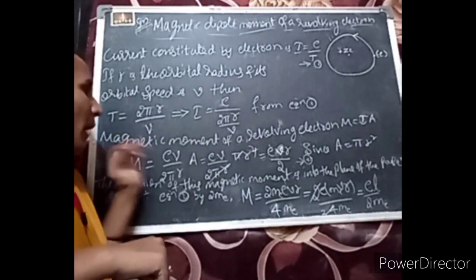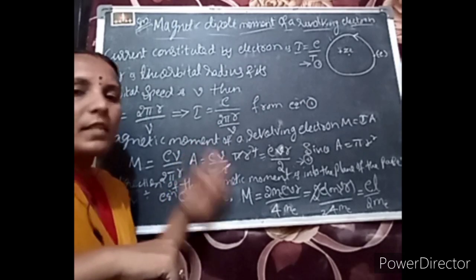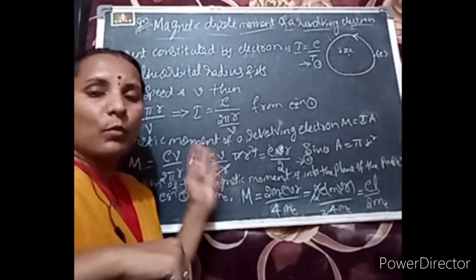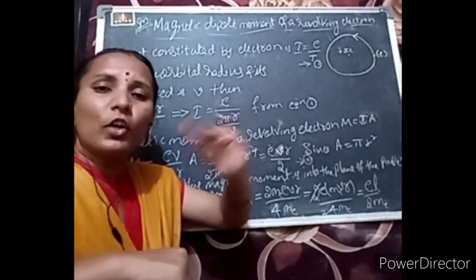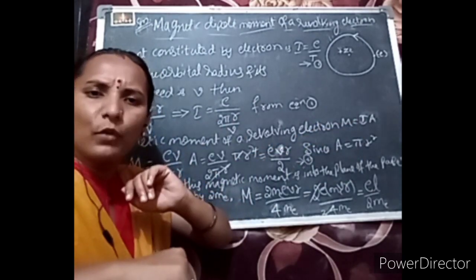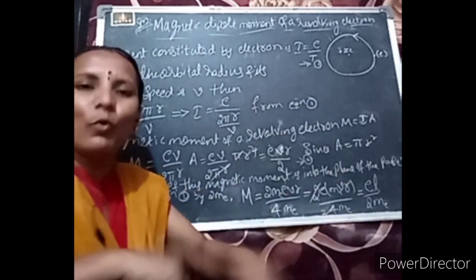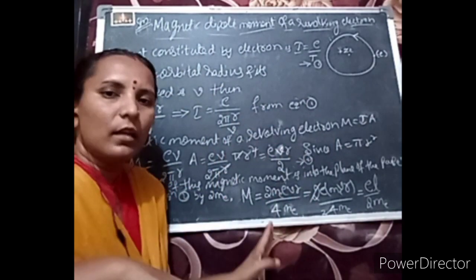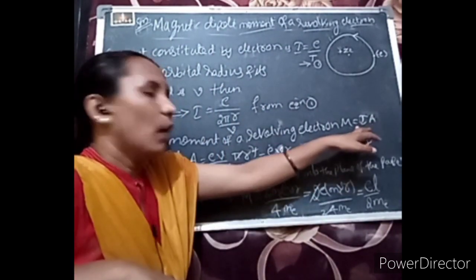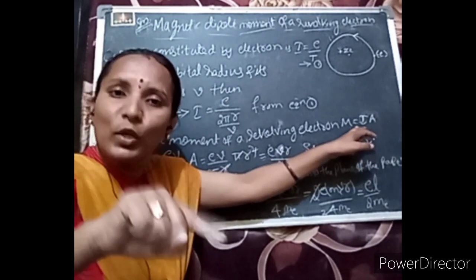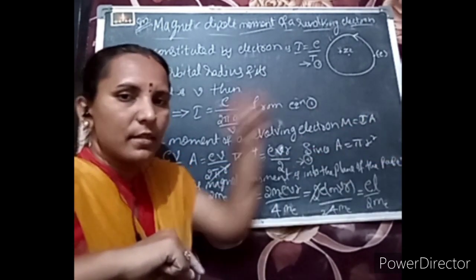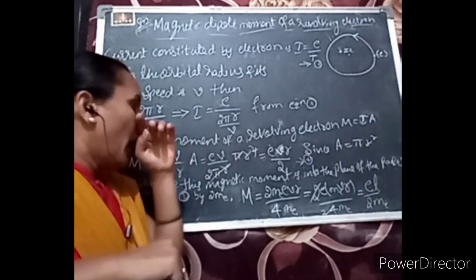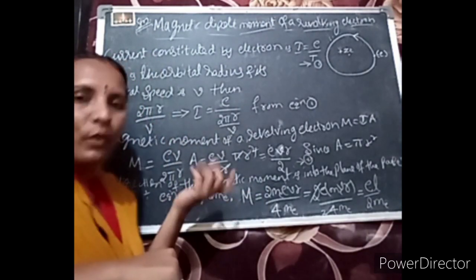So the magnetic moment of a revolving electron is considered to be m is equal to I a. They are not talking about n here. N represents the number of turns. Here I am talking only about one orbit, so n is equal to 1. So m, the magnetic moment, is equal to I a. I is the current, A is the area of the circular wire or orbit that we have taken.